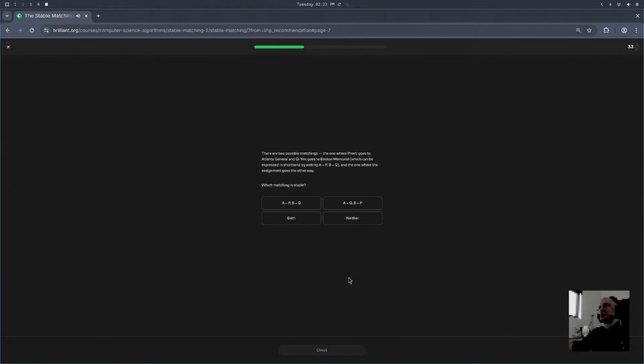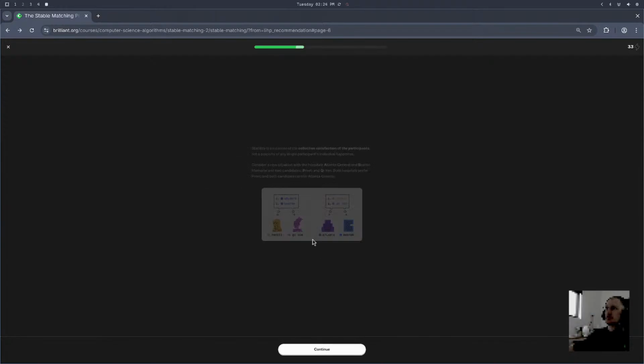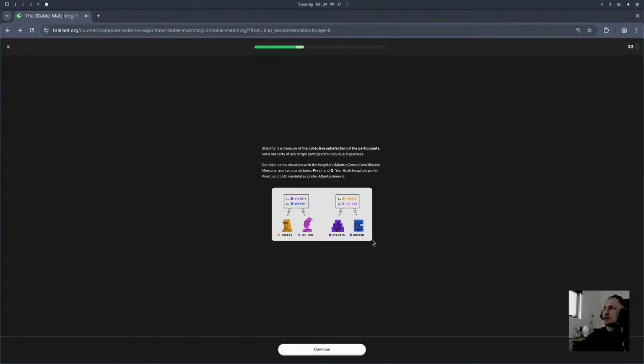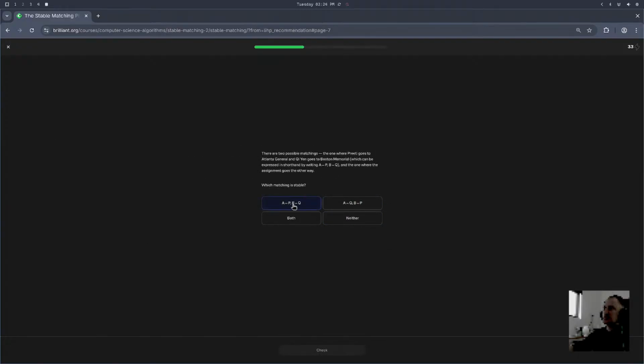There are two possible matchings. The one where Peretti goes to Atlanta General and Kiyen goes to Boston Memorial, which can be expressed with shorthand A to P and B to Q. And the one where the assignment goes the other way. Which matching is stable? Well, I got to go back here. So Atlanta is the top and Peretti is the top. So Atlanta to Peretti, Boston to Q.